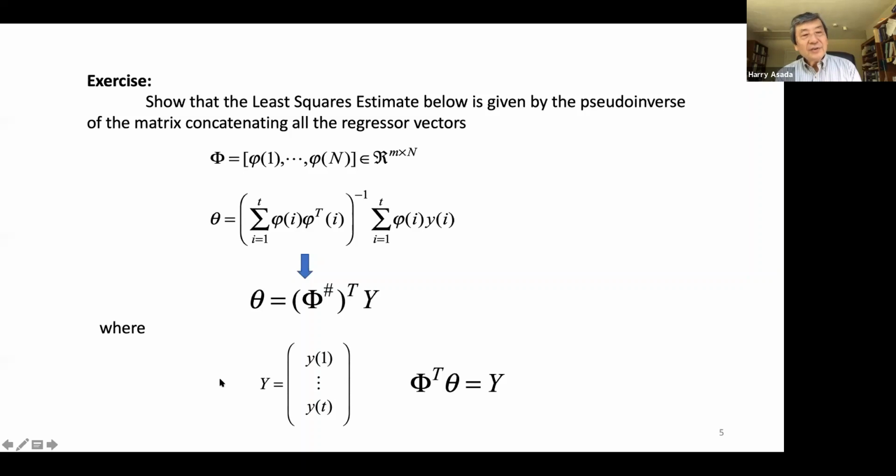yeah, so with this, you should be able to show the least square estimate below is given by the pseudo inverse of the matrix concatenating all the regressor vectors. So I already used this notation, phi1 to phi n, concatenated, creating the m by n big matrix. It's called a regressor, right? So I know this is the solution to the square estimate, right? And we assume this one is non-singular. If this is the case, that is actually given by finding the pseudo inverse and then taking the transpose and then multiplying by y. So this can be written this way.